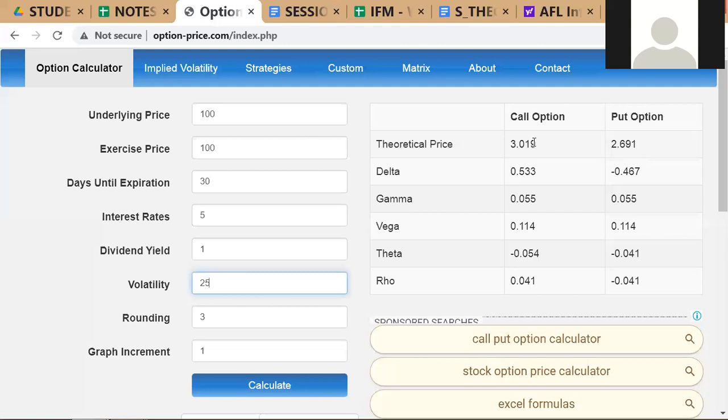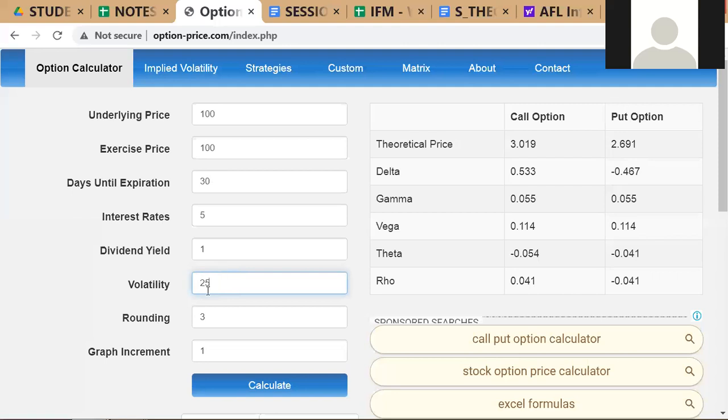But there is no guarantee that the actual vol that will happen over the next 30 days is 25%. It could be 95%, it could be 10%, it could be 15%, it could be anything. No one knows, so there's no way to be certain about this.